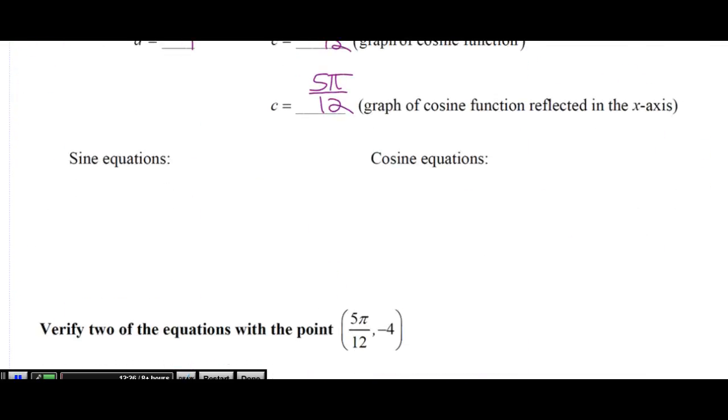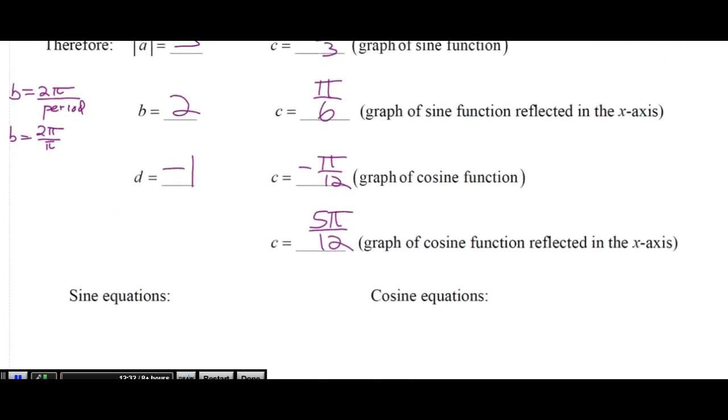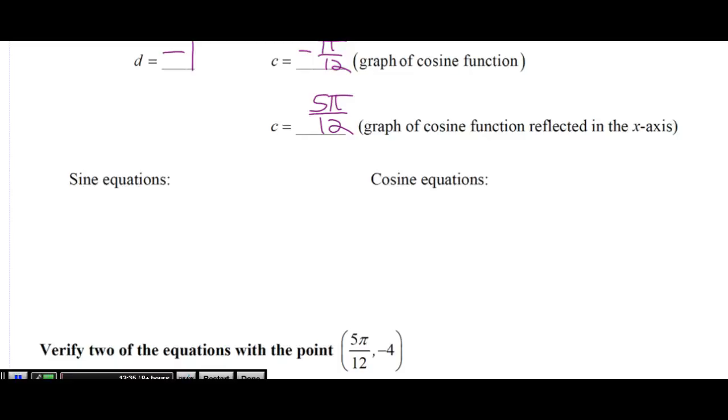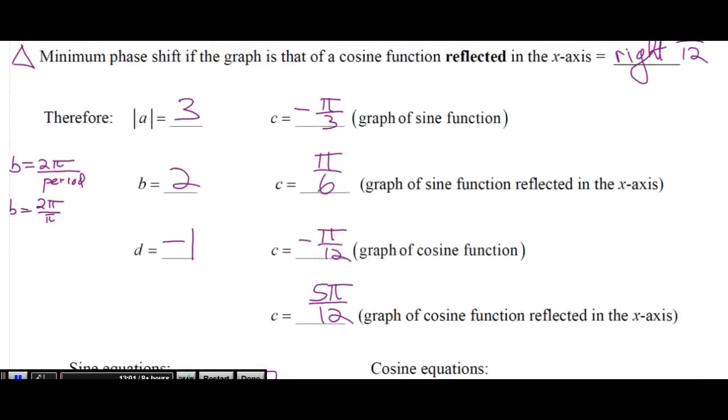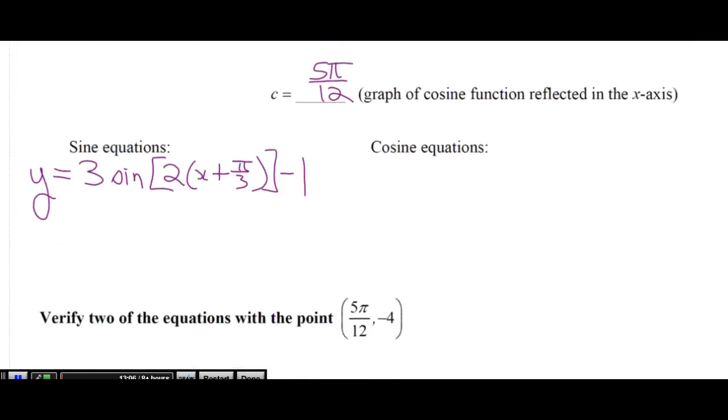Okay, so we have 4 equations. I just need to see my values for A. So A, B, and D are what they are, right? So for the positive sine equation, y is equal to positive 3, right? It's not the reflected sine. So positive 3, sine was B. I'm just going to copy it off here because I can't see. 2 bracket x plus pi over 3, minus 1. Okay, so C is negative pi over 3. I've got x minus negative pi over 3 is x plus pi over 3.